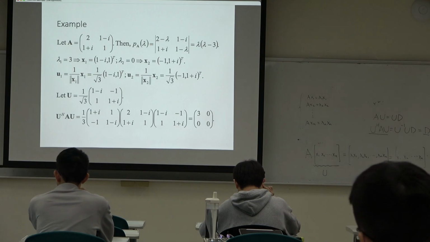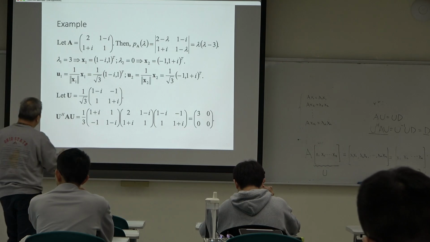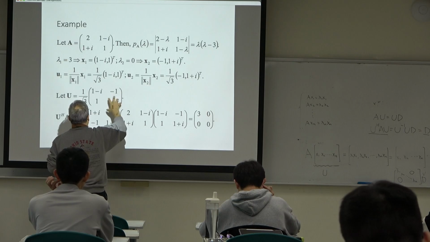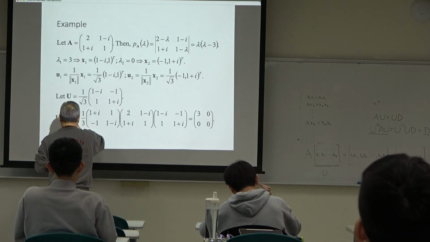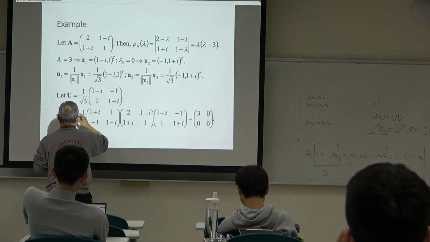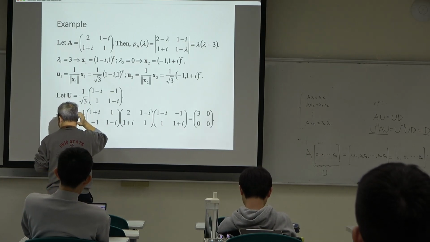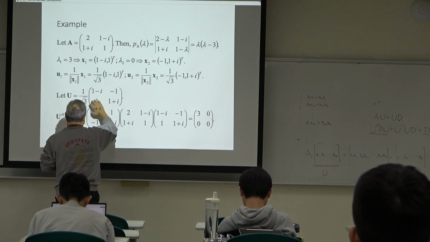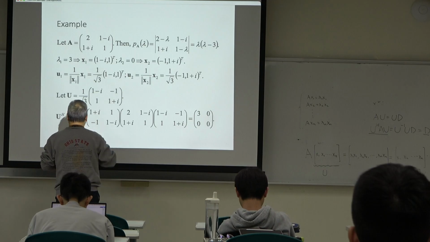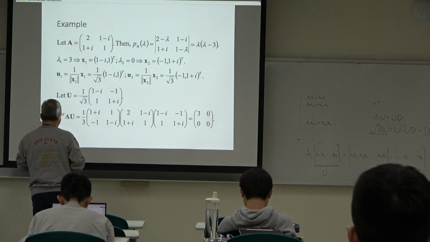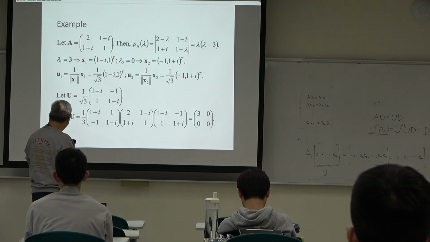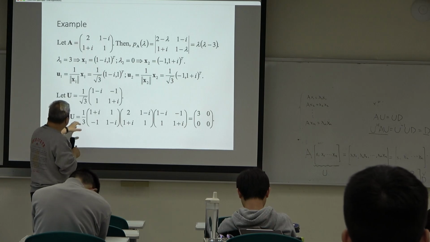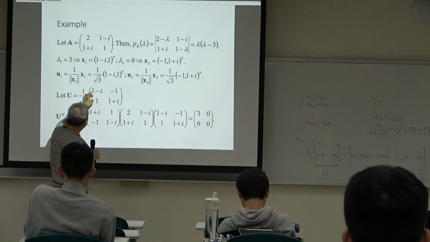So you have the first column from here, and the second column from there. Okay? And the U^H A U is going to be basically the same thing. The only difference is that it's a combination of a U. Okay, so the diagonal.